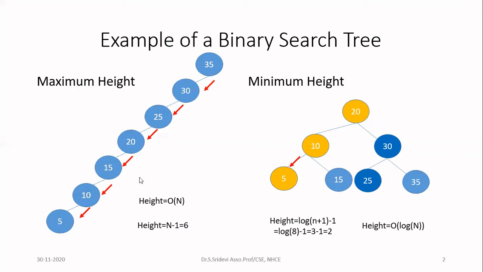And here, the height depends upon the number of nodes. If you have 7 nodes, the height is 6. Here I have 7 nodes, so height is 6. If I have 100 nodes, height will be 99 if it is a skewed tree. And we can say that height is now order of n. The height exactly depends upon the number of nodes.